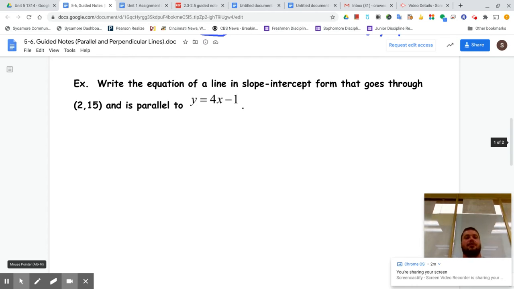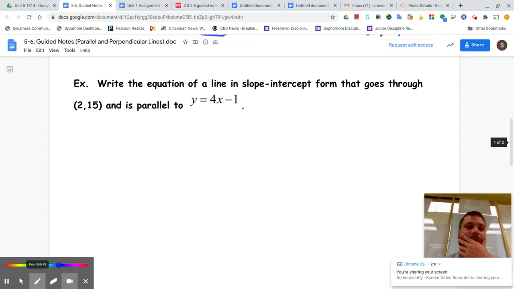In order to write a slope-intercept equation, you need to know the slope and the intercept, okay? Or the slope and a point. All right, you need to know the slope and a point. So this is just a different way that they are telling you what the slope is. All right, so find the equation of a line in slope-intercept form that goes through the point (2, 15) and is parallel to this line.